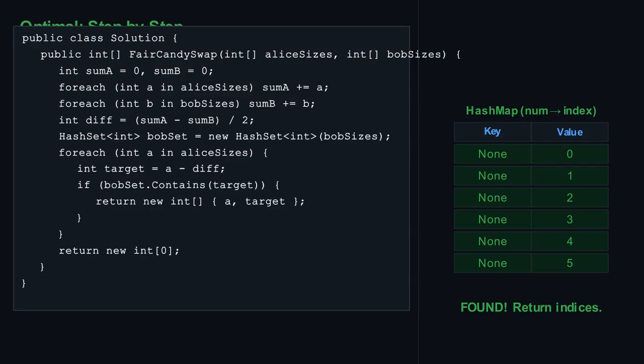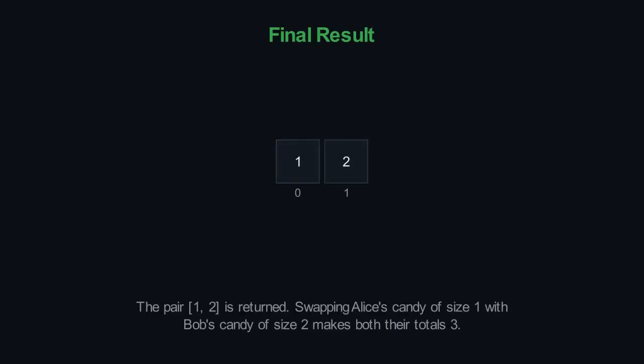And there's our final result. The pair of candies to swap is 1 from Alice and 2 from Bob. This swap makes both their total candy sums equal to 3, confirming our solution is correct.